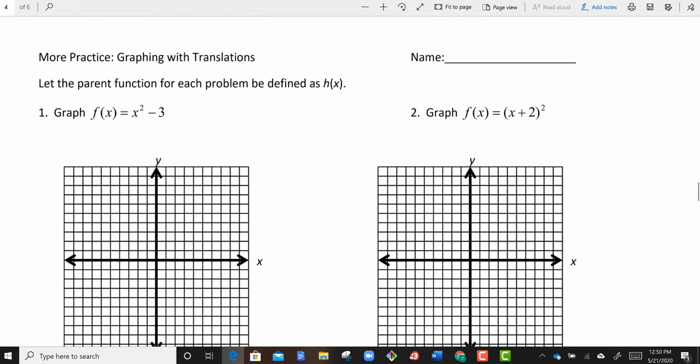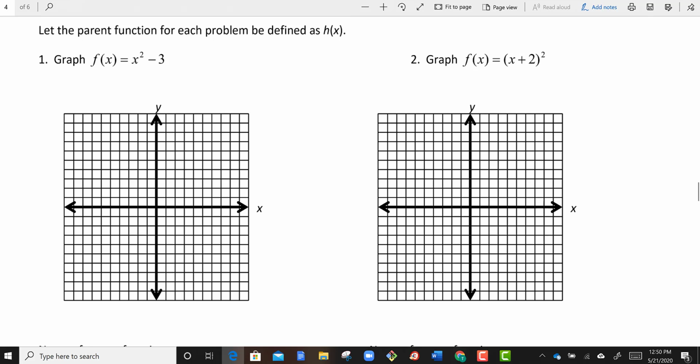All right, I'm going to do some practice graphing some of these problems now. Keep in mind there's a multitude of ways to do this, but number 1 and number 2 are both quadratics, which means number 1 and number 2 both have the same parent function of y equals x squared.